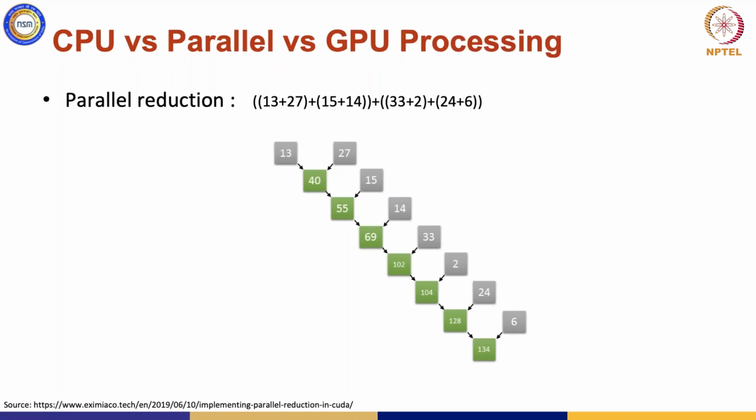When you come down to a parallel reduction, the idea is something like this. You can do this particular addition at one particular core or one particular CPU or processing element, and then you can do this on a different processing element, and so on and so forth, and then you can go on summing it up. So this is a way of parallel reduction.